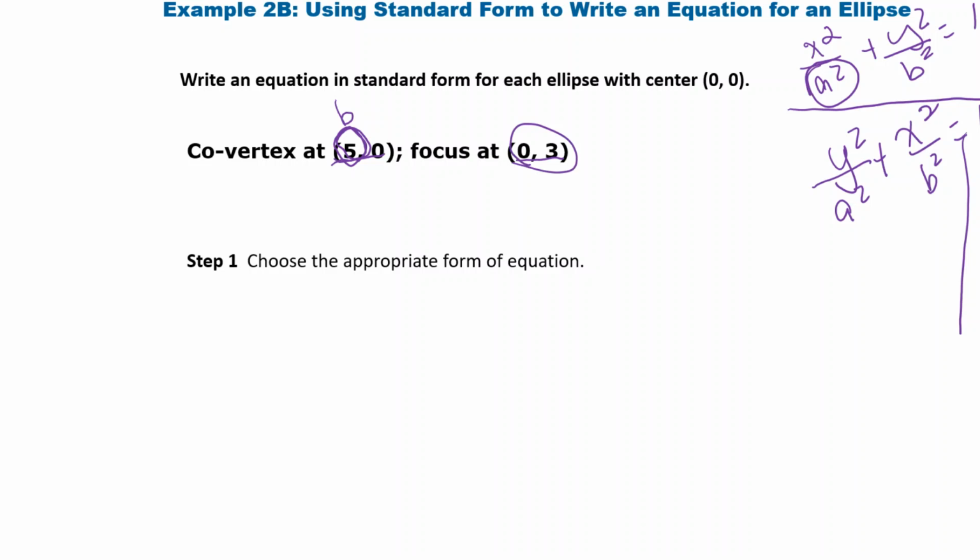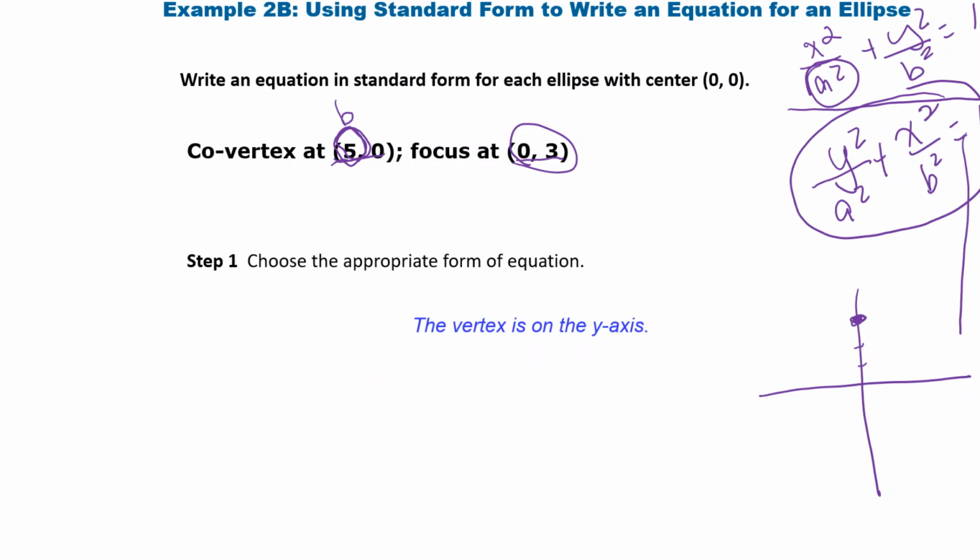And our focus is at (0, 3). So let's see where (0, 3) would be. Over 0, up 3: 1, 2, 3. So we know that our major axis is going to be vertical, so we're going to use this formula right here. The vertices are on the y-axis, so the formula we want is y squared over a squared plus x squared over b squared equals 1. Now we can fill in the information that we know. We can identify b and c this time.